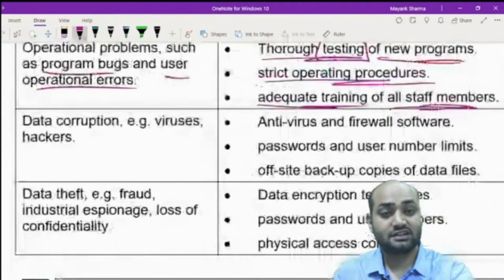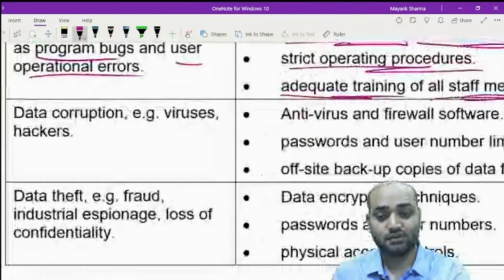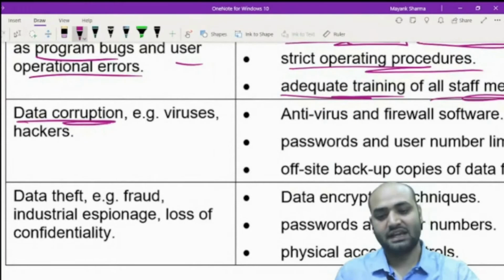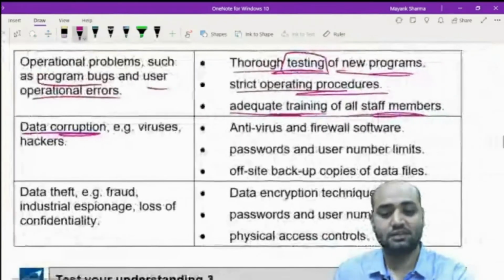The next problem which may have occurred to you is data corruption. Sometimes your photographs or your other data get corrupted. It generally happens because of viruses or hacker actions.